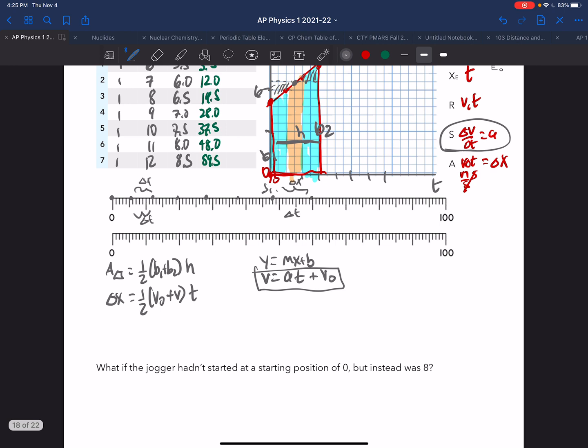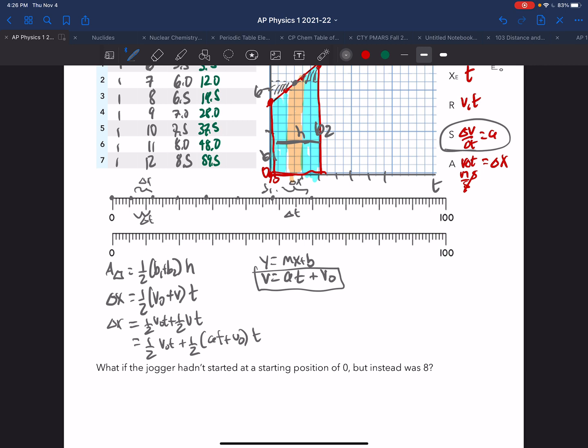So, whoa, let's distribute these. We have 1/2 v0 plus 1/2 v, and all of those are going to be multiplied by t. So 1/2 v0t plus 1/2 vt. But v is at plus v0. So 1/2 at plus v0 times t.